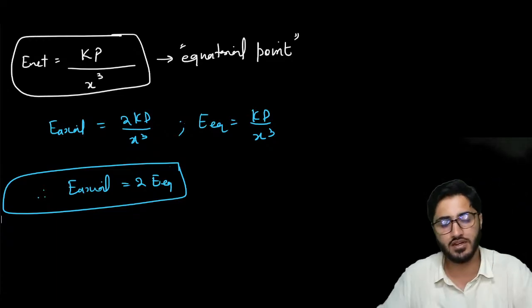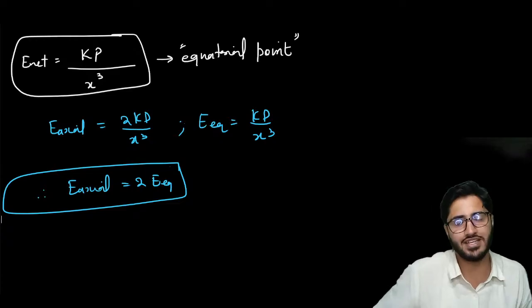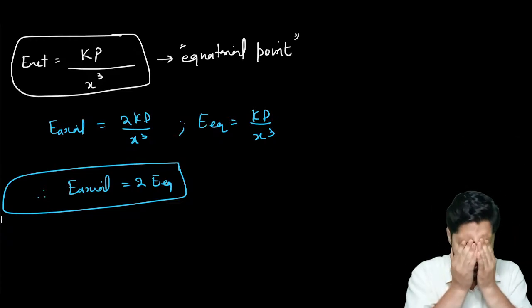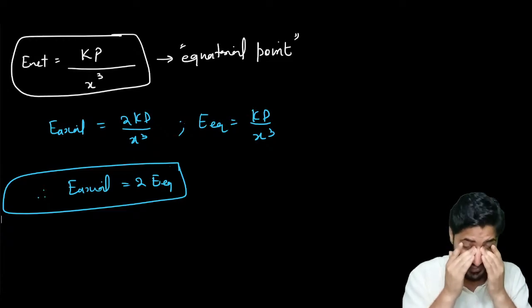Okay. Now basically, we got here E axial equals 2 times E equatorial.